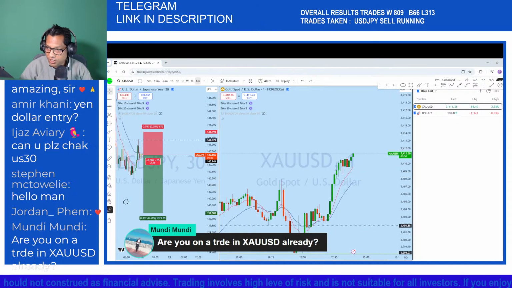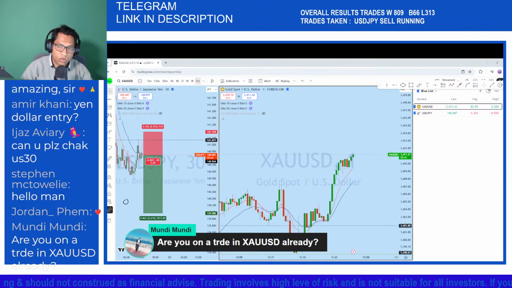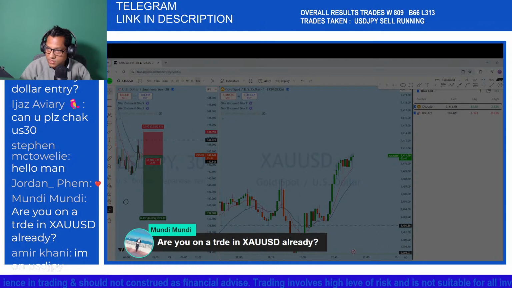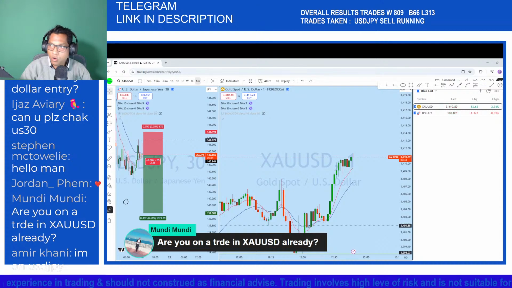We are on a trade from before we started the live session. We opened a trade on XAUSD and also one on dollar yen. The one that we opened on gold is running more than 100 pips in profit at the moment. This is the trade that was sent out on the VIP group, both on dollar yen and gold.